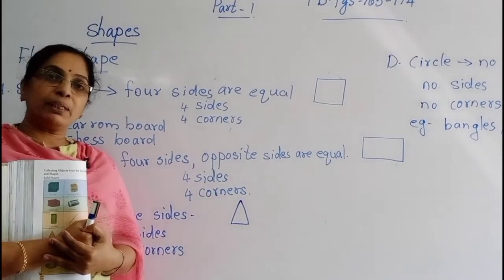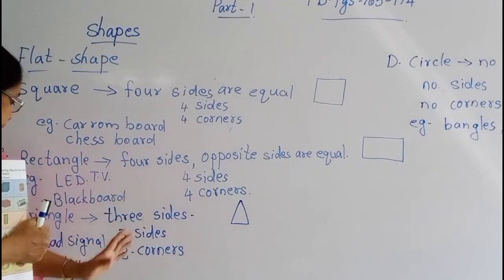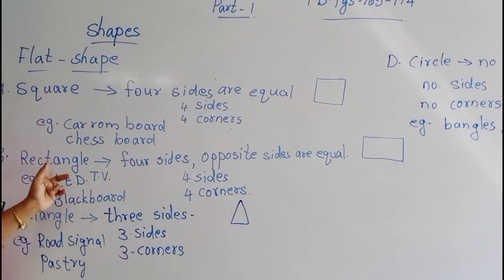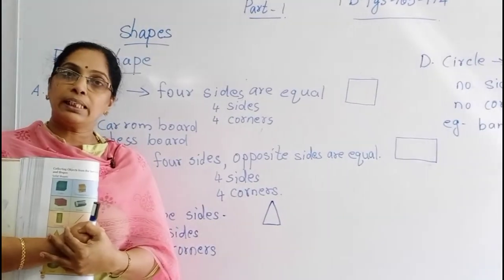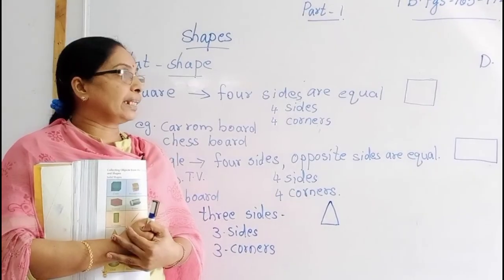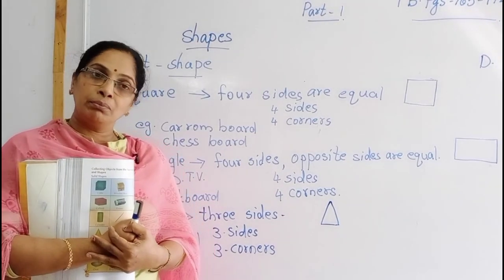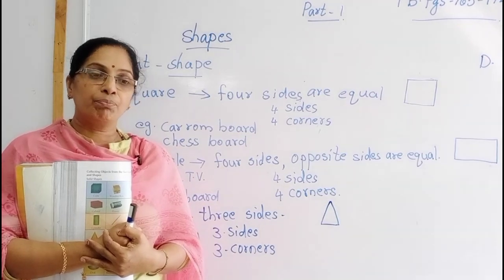In the first page we discussed the cube, cuboid, and cylinder. So mainly we discuss square, rectangle, triangle and circle. These are the four shapes in the second lesson, solids around us. You practice this, children, learn well. Thank you.